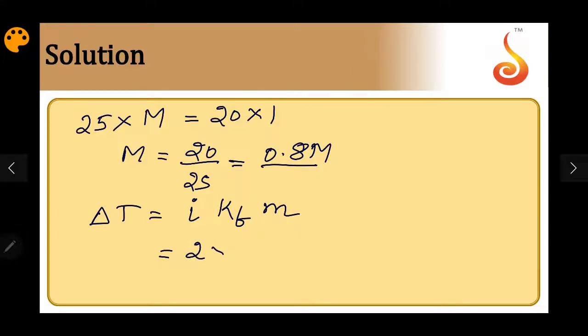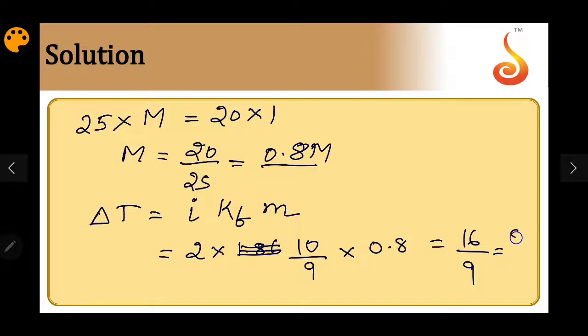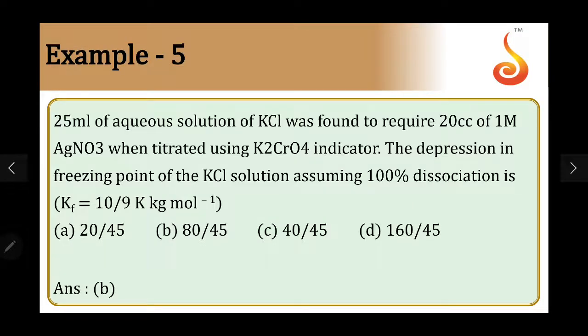So i is 2, and Kf, instead of 1.86, the given value here is 10 by 9 in terms of fraction, 10 by 9 into M is 0.8. So 0.8 into 10 is 8, 8 into 2 is 16, 16 by 9. So the options are given in terms of 45 in the denominator, multiply by 5, this is equal to 80 by 45. So the answer for the question is B, 80 by 45.